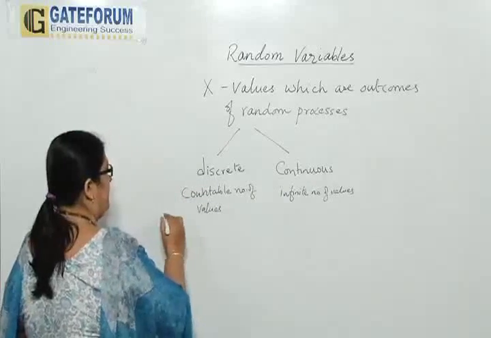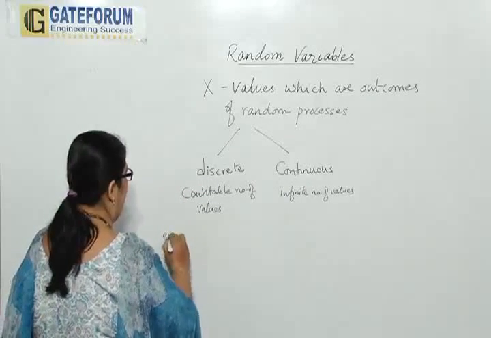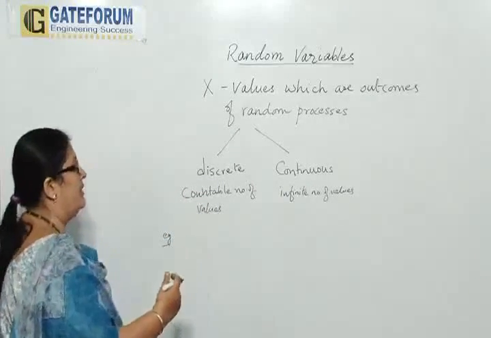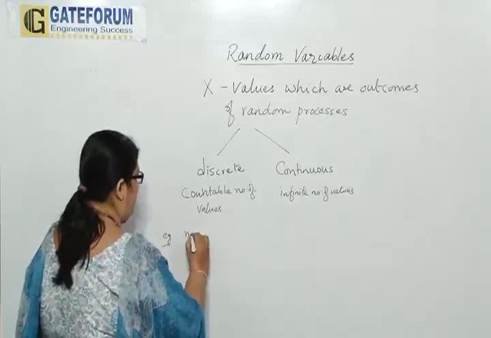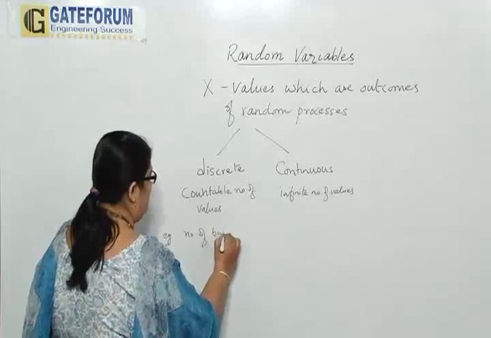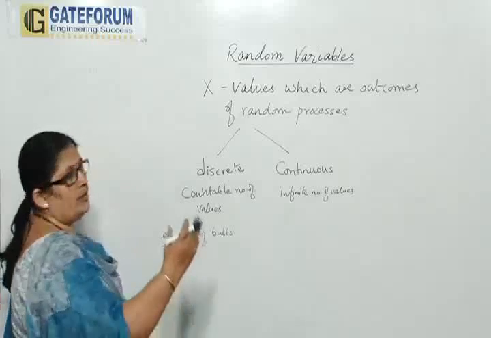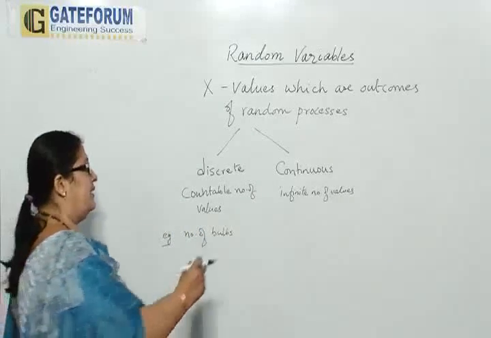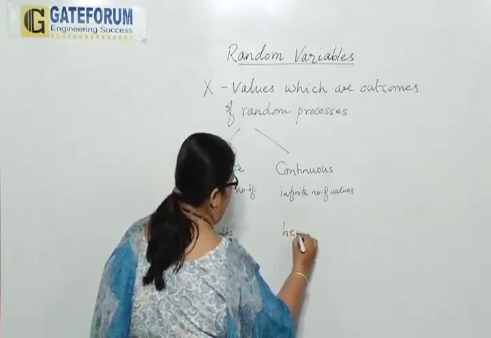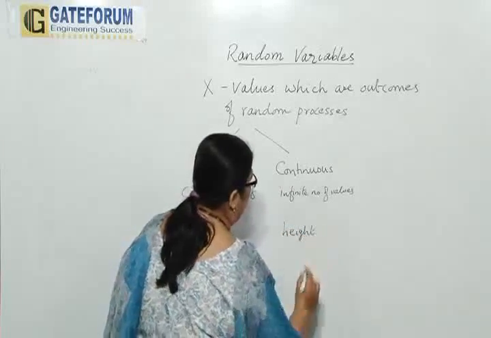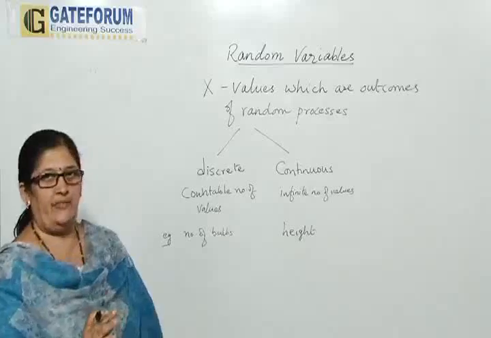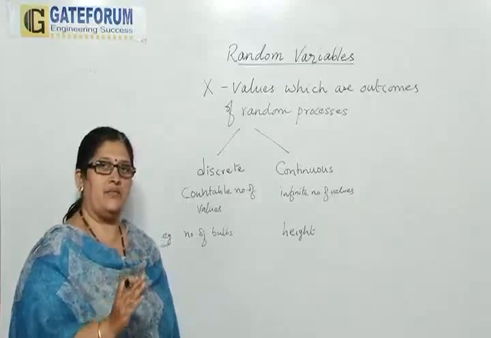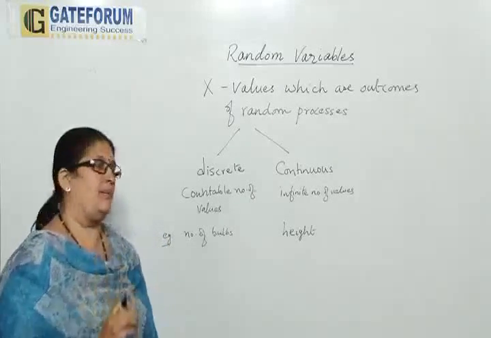So the examples here: a discrete random variable is countable, like the number of bulbs. We can count, though there could be many, but we can say 1, 2, 3, 4, 5 like this. But if we say height here, now we are not going to say somebody's height is exactly 5 feet, or we cannot say it is 5 feet 3 inches, it could be anything in between.